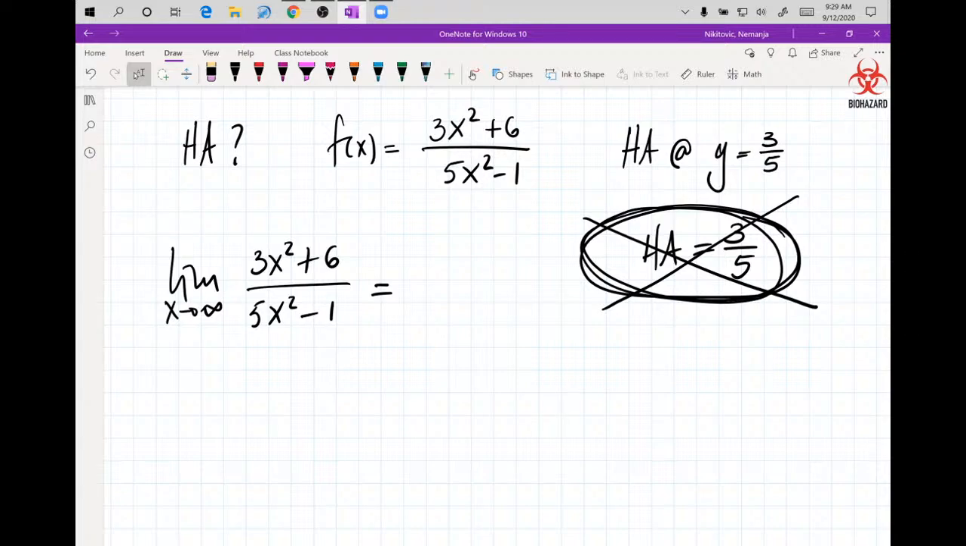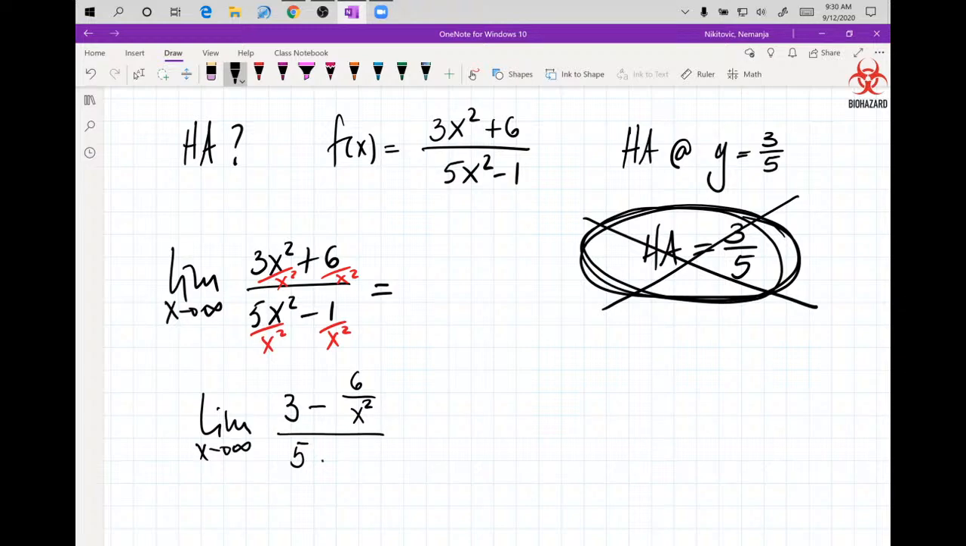Now, how do we solve this limit? What's the trick? When you have polynomials like this, which is technically a pre-calculus problem, the trick is to divide by the x with the highest exponent. So that would be divide by x squared everywhere. Do the algebra, and x squared and x squared cancel, so you just have 3 minus 6 over x squared divided by 5 minus 1 over x squared.